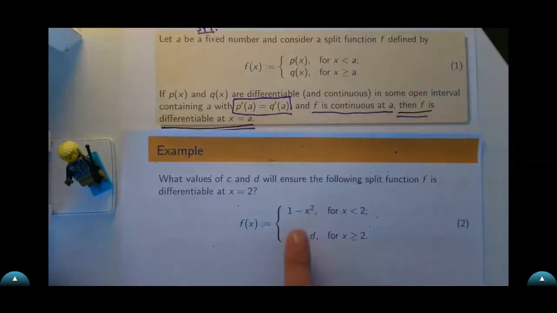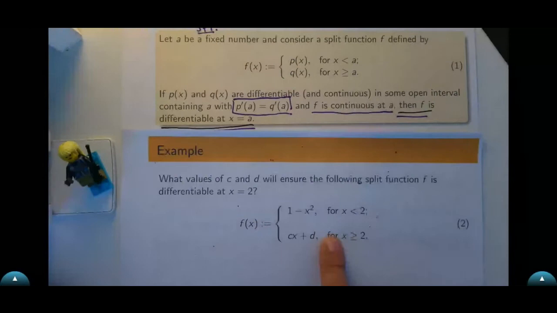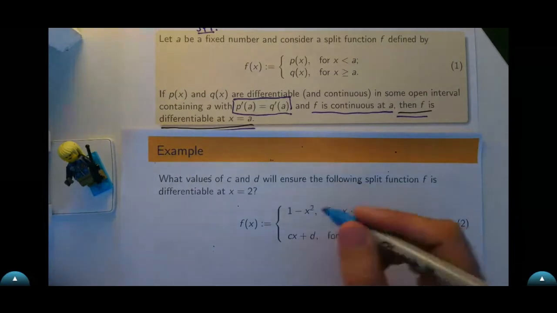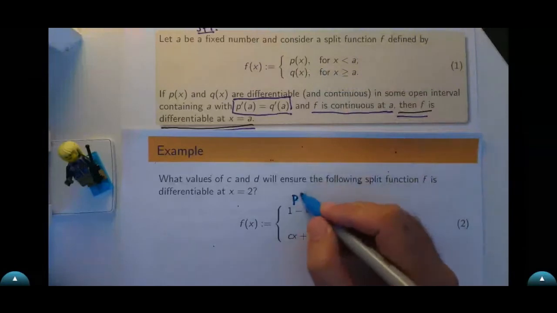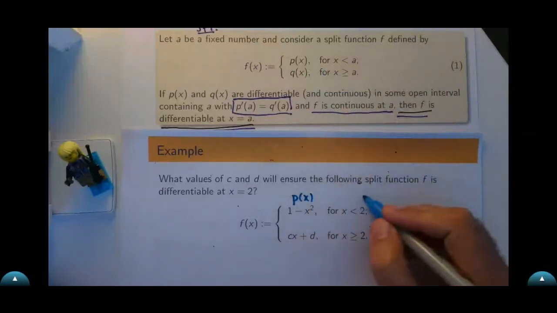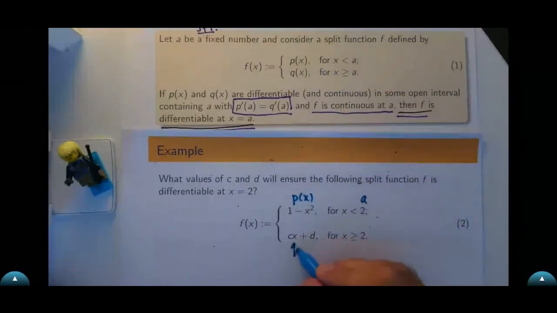All right, you've got a split function. It's a quadratic function for x less than 2, and it's some kind of linear function for x greater than or equal to 2. So in this setup, this function would be your p of x, a would be 2, and this would be your q of x.